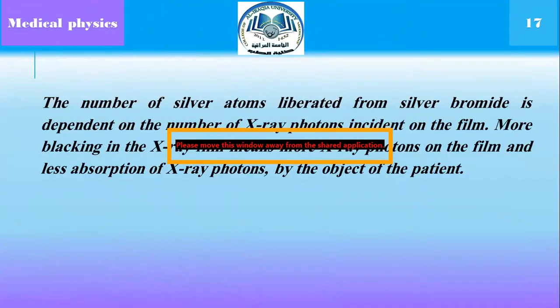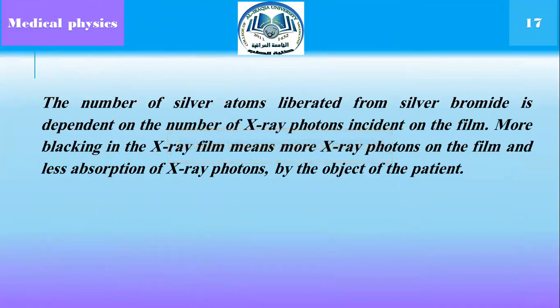The number of silver atoms liberated from silver bromide is dependent on the number of X-ray photons incident on the film. More blackening in the X-ray film means more X-ray photons on the film, and less absorption of X-ray photons by the object of the patient.